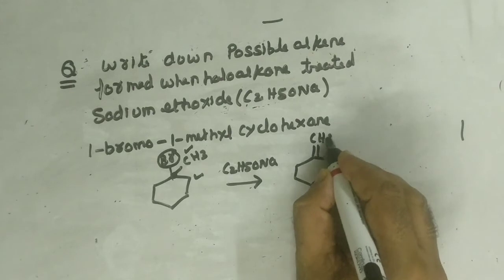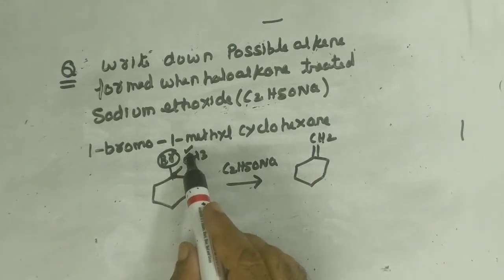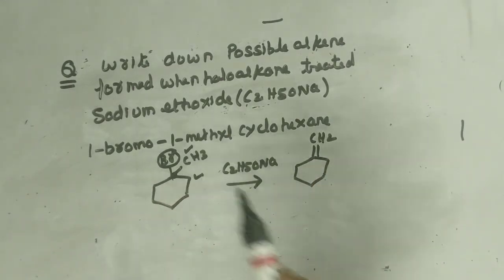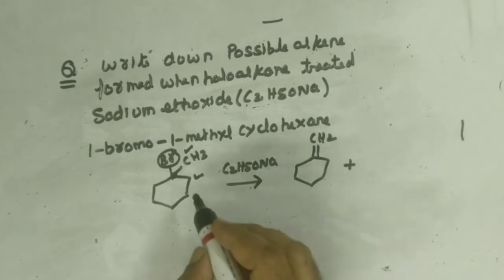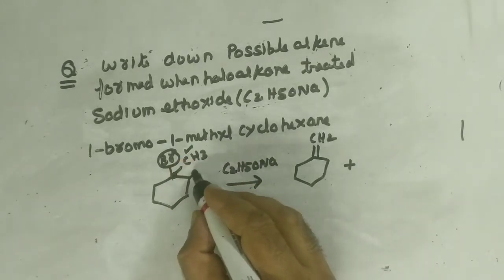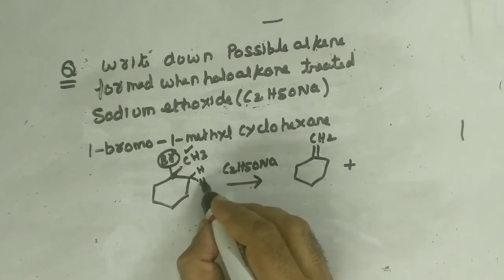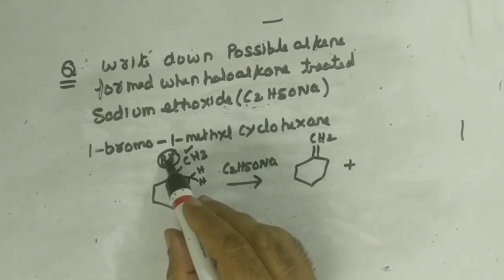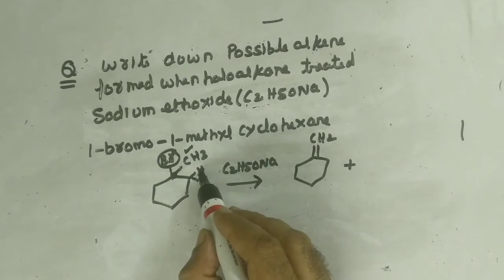If you remove Br from here and the hydrogen from here, the double bond will be over here. The other possibility is you can remove hydrogen from here. If you see over here, there are two hydrogens. Over here it is 3. So if you remove Br from here and the H from here, there will be a double bond over here.